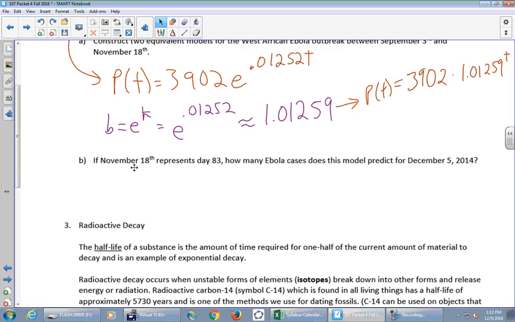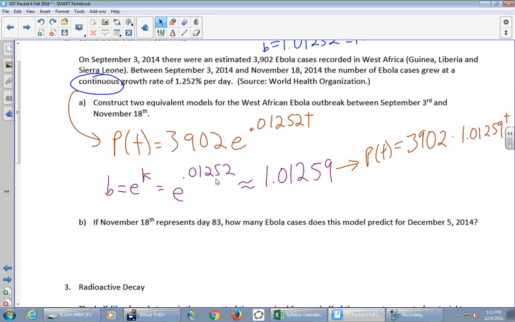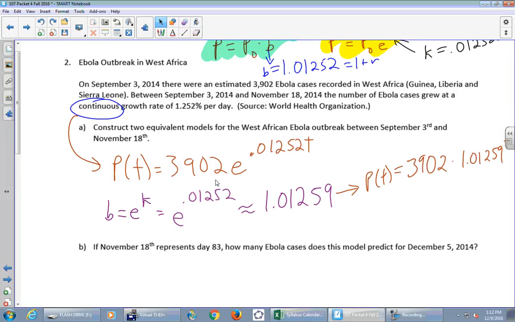Okay, coming down here, it says November 18 represents day 83. 83 days from when? Yeah, from the outbreak, from September 3rd. So that's just them being nice, so we don't have to count the 83 days. Then it says, how many Ebola cases does this model predict for December 5th? So what do we need to count now? Yeah, from the 18th, we need to count over to December 5th.